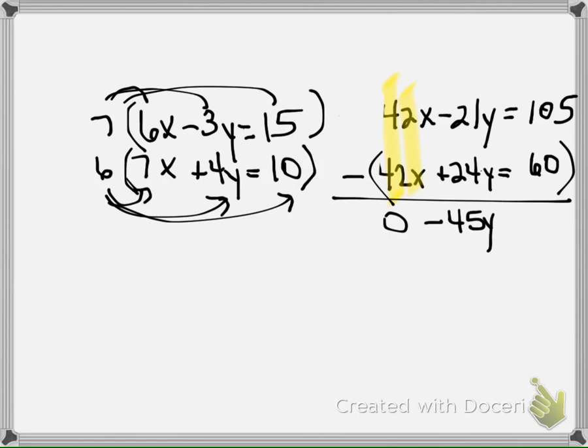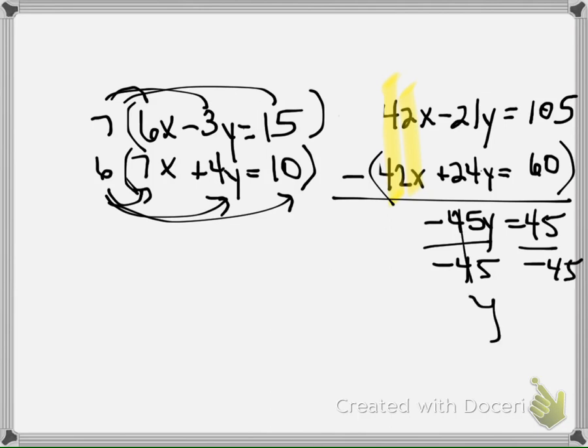Okay, so what do the numbers equal? 105 minus 60. Okay, now what? You would divide by negative 45. Divide by negative 45 and we get negative 1. Y equals negative 1.